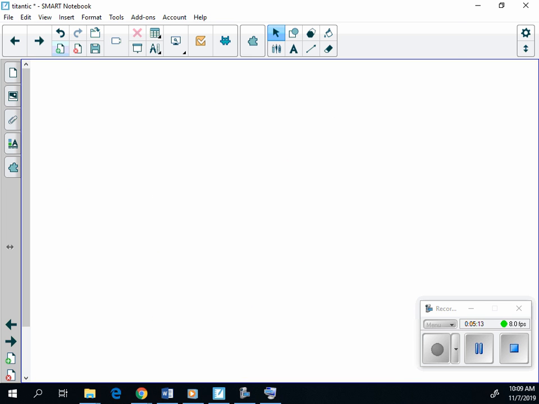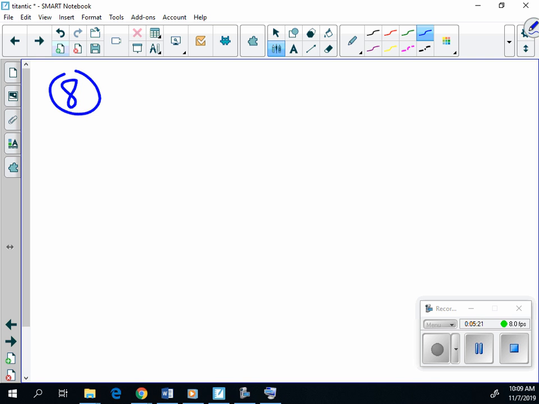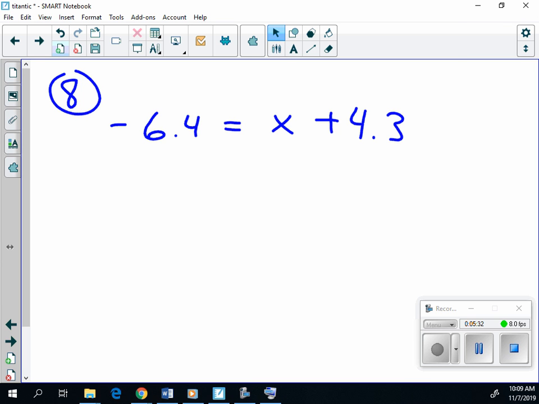Let's keep cruising. Let's do number 8. How about negative 6.4 equals x plus 4 and 3/10. Let's go ahead and solve this one. I want to get x by itself.